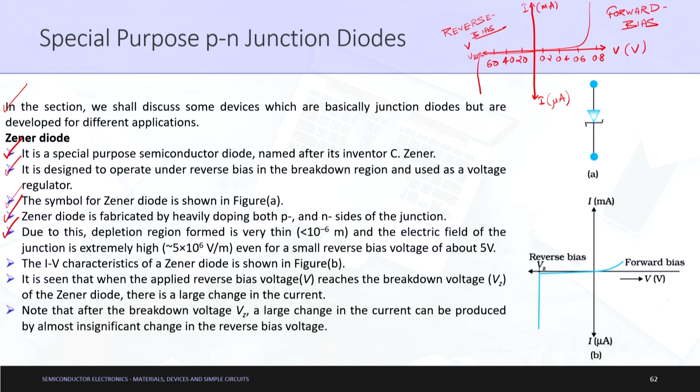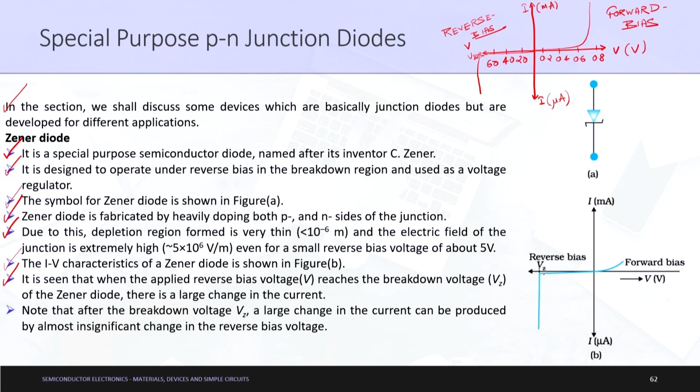extremely high. The electric field is approximately 5 into 10 to the power 6 volt per meter, even for a very small reverse bias voltage of about 5 volts. So, even with a reverse bias voltage of just 5 volts, we can obtain an electric field which is very high. The IV characteristics are shown in the figure. It is seen that when the applied reverse bias voltage V reaches the breakdown voltage Vz of the Zener diode, there is a large change in the current.